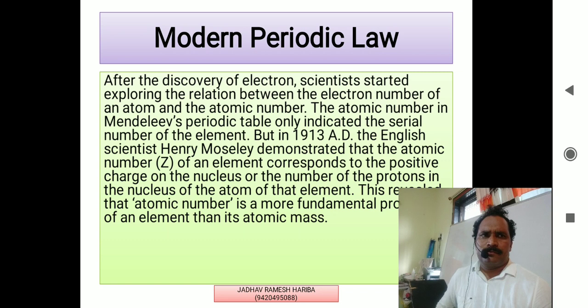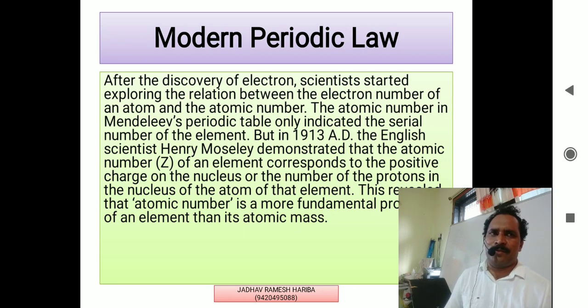We have many times said atomic mass number and atomic number. What is the difference? Atomic mass is the mass of the atom, that is, the mass of nucleons, the particles which are present in the nucleus, that is protons plus neutrons. Its mass means the atomic mass of that atom, because the electrons' mass is negligible. Then, what is atomic mass number?